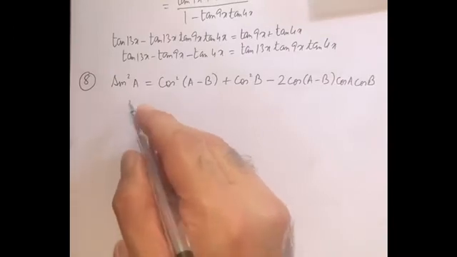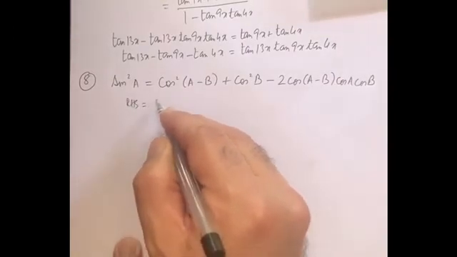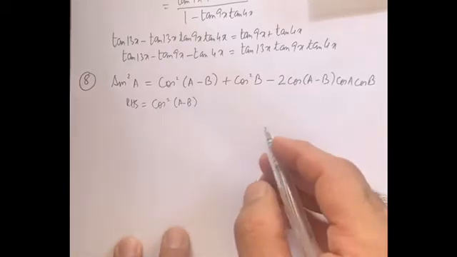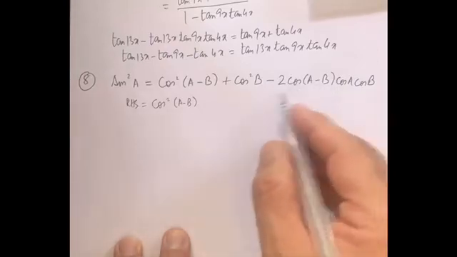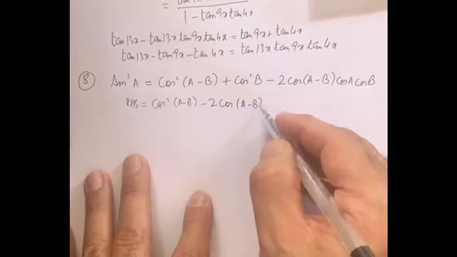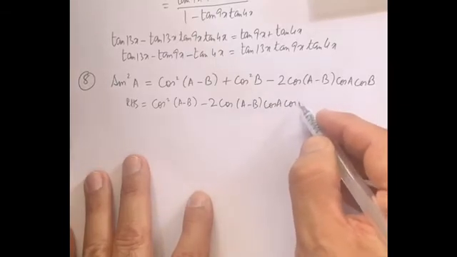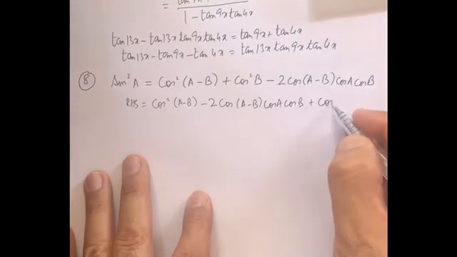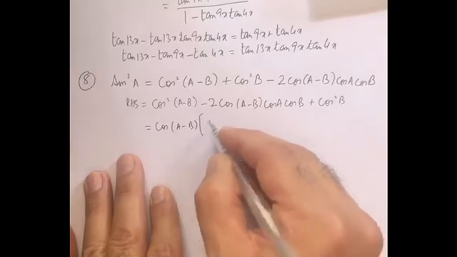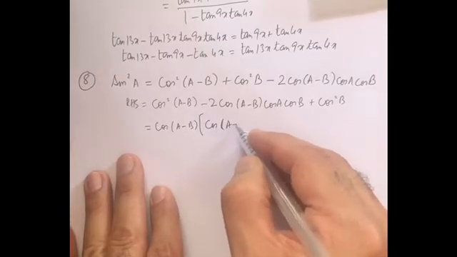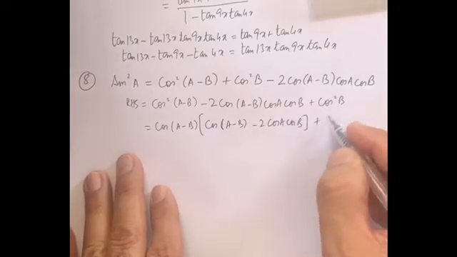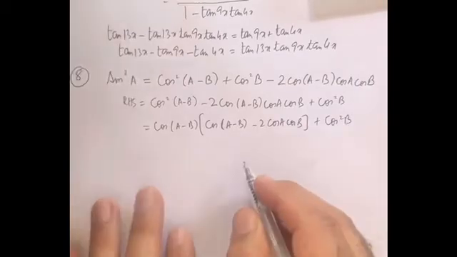We'll start from the right hand side. This is cos square of A minus B, that's cos of A minus B into cos of A minus B. This term also has cos of A minus B, so I am writing next to this 2 cos of A minus B into cos A cos B. And then the third term, cos square of B. Taking cos of A minus B common, we have cos of A minus B, minus 2 cos A cos B, and plus outside cos square of B.